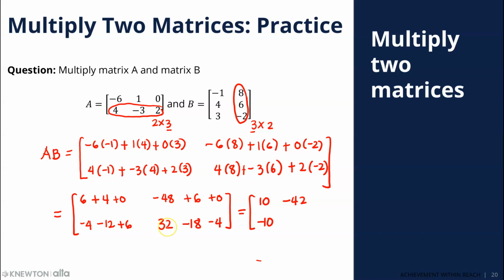And 32 minus 18 is 14, minus 4 is equal to 10. So this is the matrix AB. As you can see here, the resulting matrix has a dimension of 2 by 2.